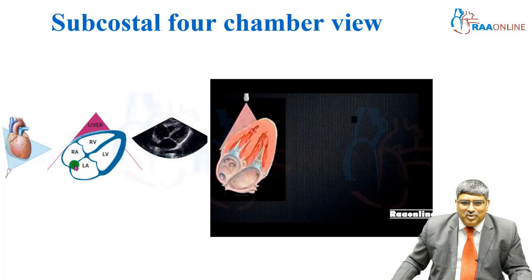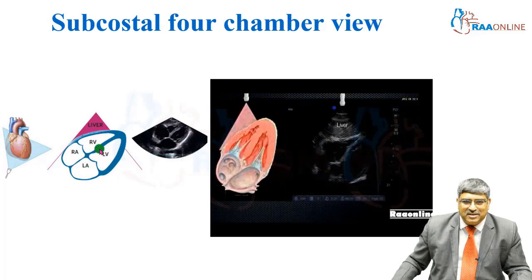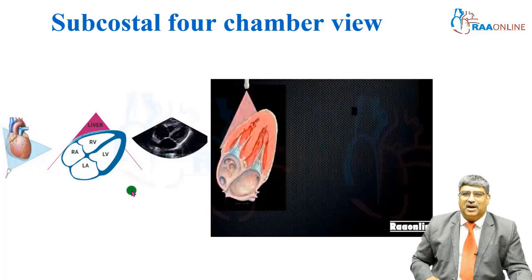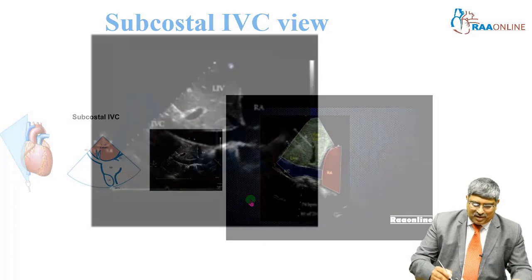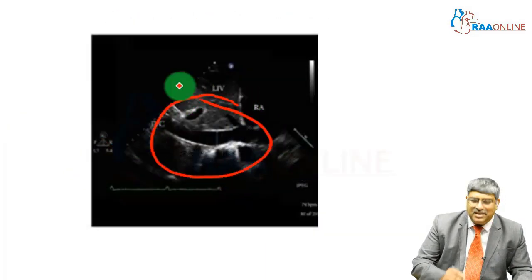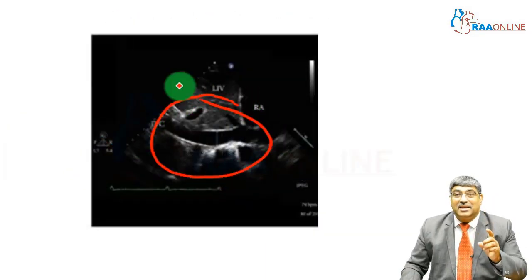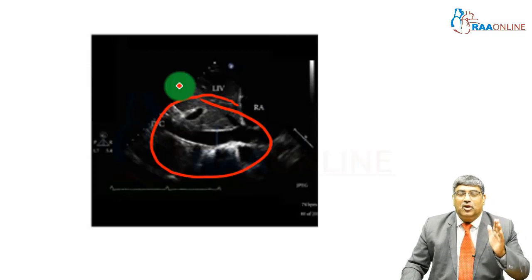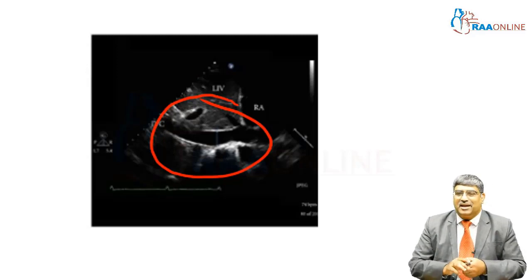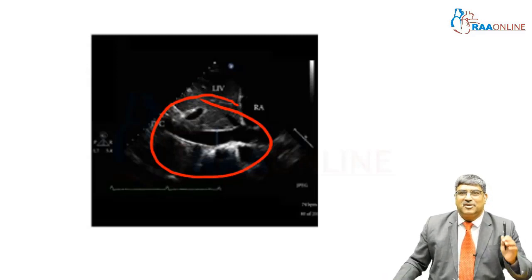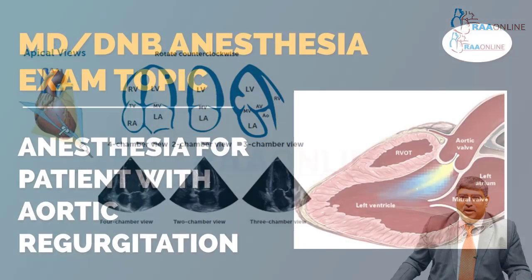In this view, you can even look at the interatrial septum and the interventricular septum along with the 4 chambers of the heart. Next comes the subcostal view for the IVC diameter. Assessing the volume preload of the heart, this view is very important. All you do is measure the IVC diameter and the collapsibility index of the inferior vena cava.